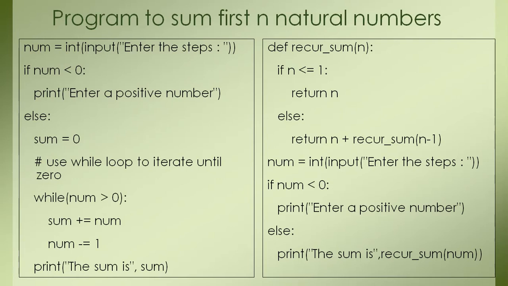This summation of series can be represented in the form of recursion. So the recursive case is n plus sum of n minus 1 terms. Okay, so that's how we can sum the first n natural number. In the iteration approach, it is very simple. We have used a while loop from n to 1, and we have added the numbers using summation of series approach, and at the end we have printed the sum.